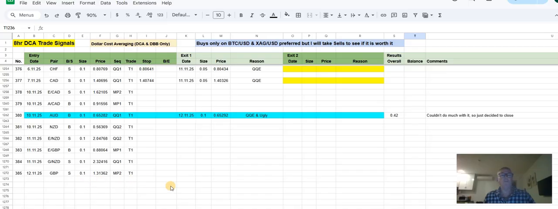But this is my spreadsheet. You go into the shared spreadsheet, you can't see it, but the sheet name's below. There's the 8-hour DCA. Now it's all up to date.